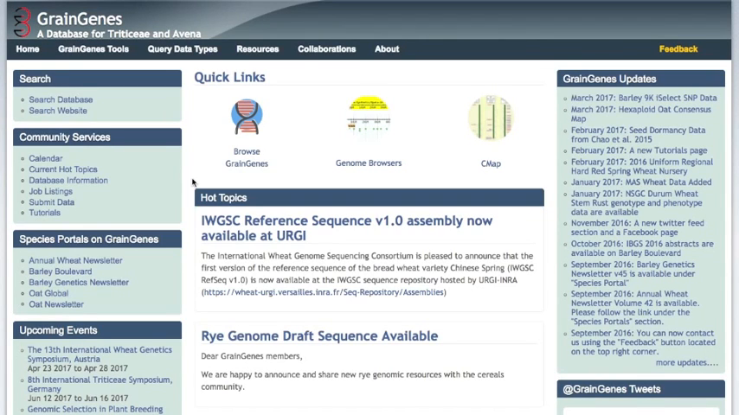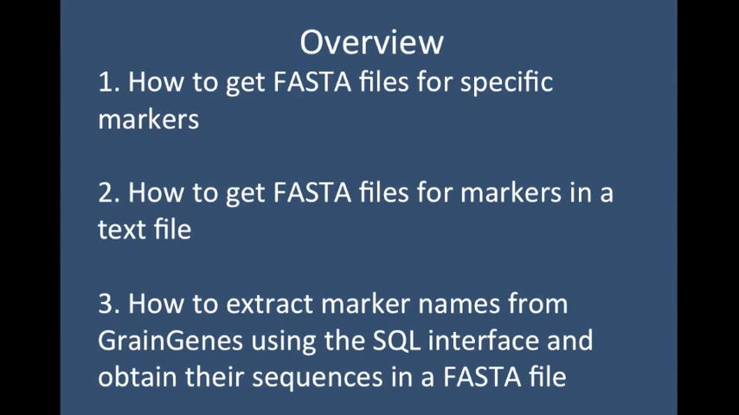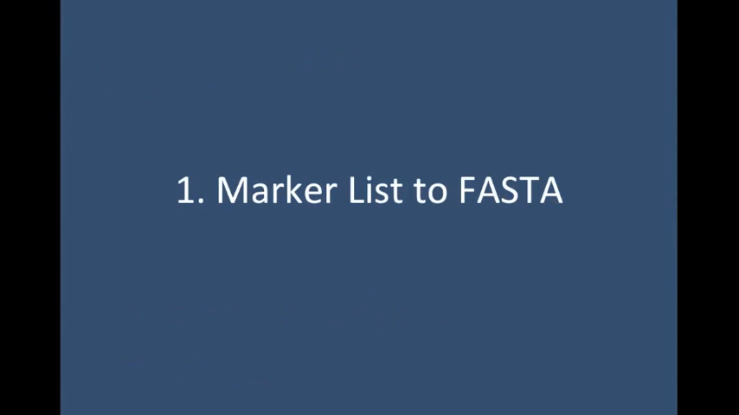Today we're going to be going over how to obtain sequences in FASTA file format from a list of markers. The tutorial is going to be broken up into 3 parts to make it a little bit easier. First, we're going to learn how to get FASTA files for specific markers. We'll start with a list of 3. Next, we're going to learn how to get FASTA files for markers in a text file. And lastly, we'll learn how to extract marker names from GrainGenes using the SQL interface, and then obtain their sequences in a FASTA file format. Let's get started.